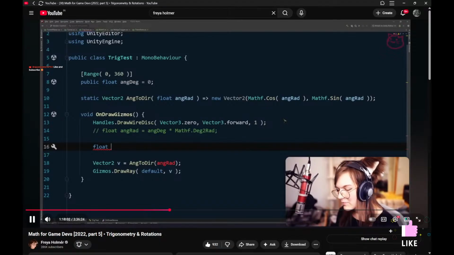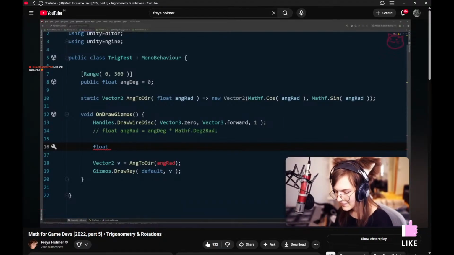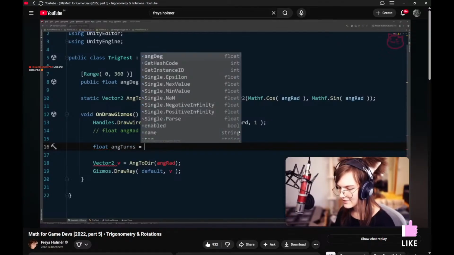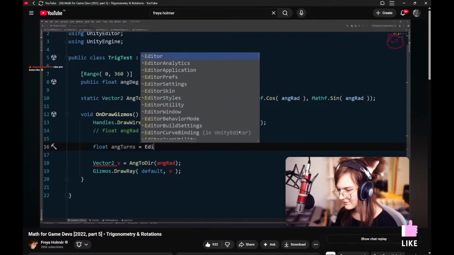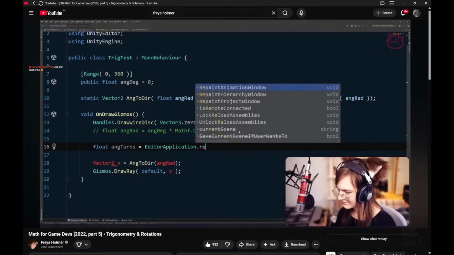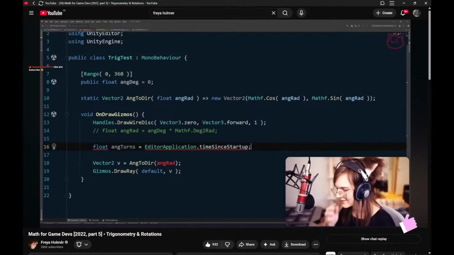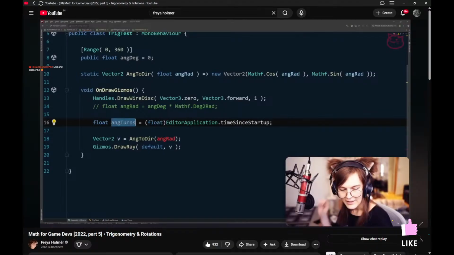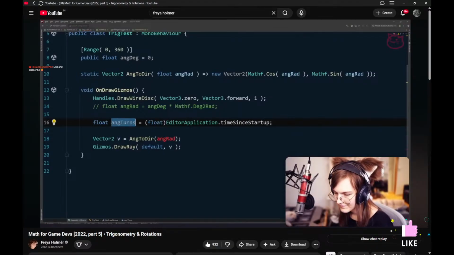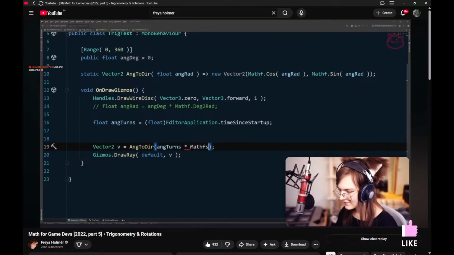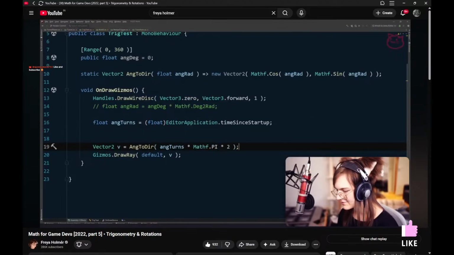So if you want to make this spin one turn per second, then we could just set the angle in turns directly to your time value. So like, I guess, EditorApplication.timeSinceStartup. There we go. So maybe we have a time value here, and then we want to convert this to radians, right? And so we have to multiply this by tau, which is pi times 2.